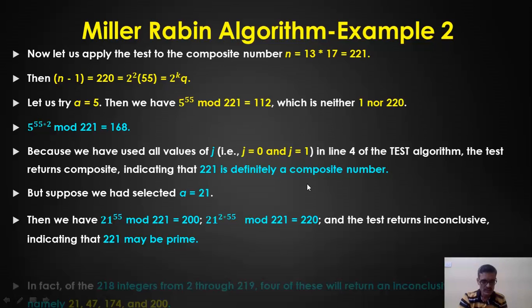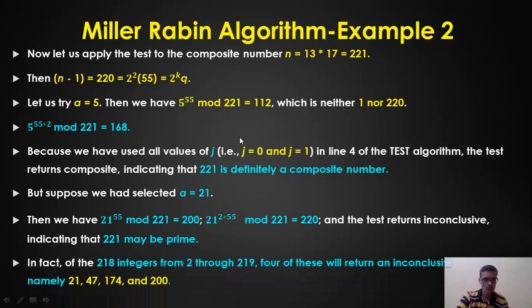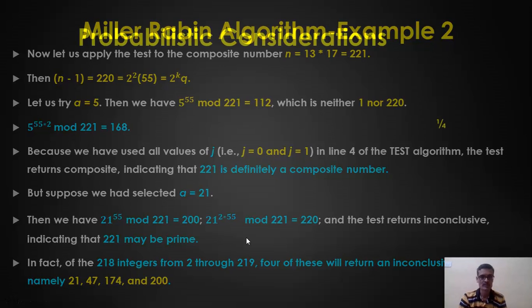If I verify with, say, all the 218 integers from 2 to 219, 4 of these numbers, like 21, which I have selected here, 47, 174 and 200, will return the number as a prime number here, even though 221 is not a prime number, right? So that means there is a possibility that my algorithm, Miller Rabin algorithm, may give you the wrong result. There is a possibility. What is the probability? Let us understand this now.